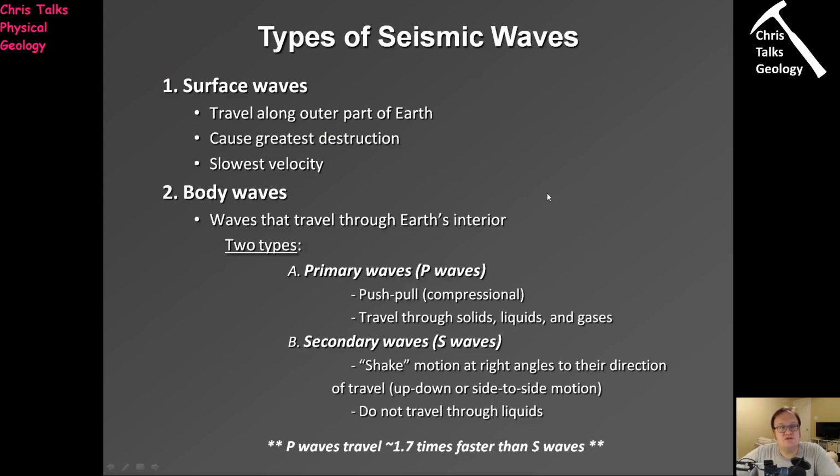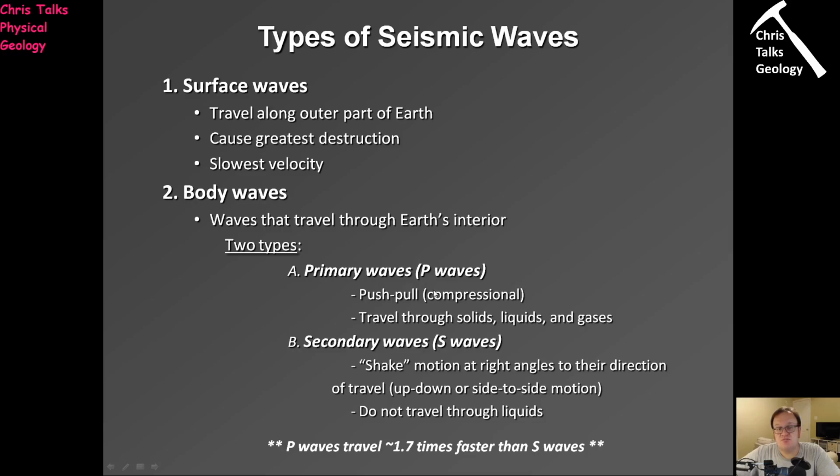Okay, so surface waves, as discussed, move across the Earth's exterior, the surface. They'll cause the greatest destruction because, of course, those are the ones that actually interact with things like buildings, and they are the slowest. Body waves are split into two types: primary or P waves, or secondary or S waves.